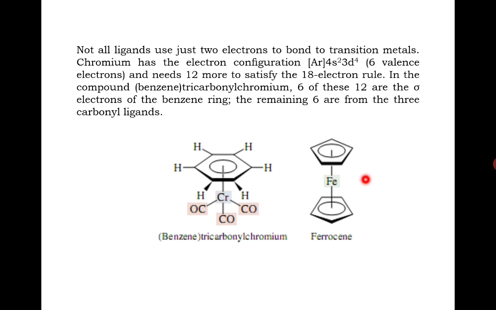This is the structure of an iron organometallic compound named ferrocene. It has an even more interesting structure. A central iron is pi bonded to 2 cyclopentadienyl ligands in what is aptly described as a sandwich. It too obeys the 18 electron rule. Each cyclopentadienyl ligand contributes 5 electrons for a total of 10, and iron with an electron configuration of 4s2 3d6 contributes 8.